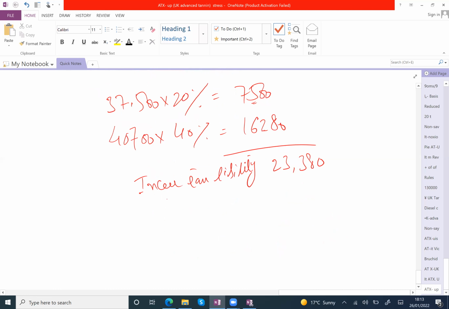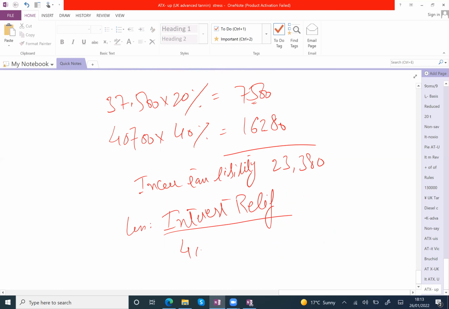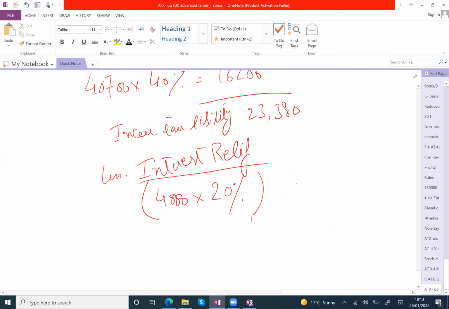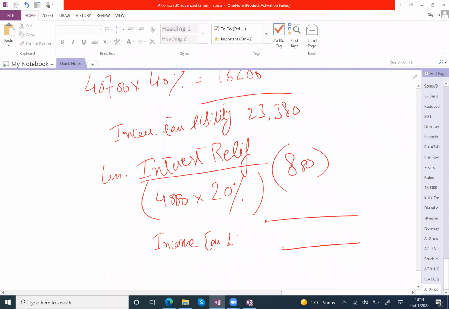Now from this income tax liability, you will deduct the interest relief. Interest relief: 4,000, 100% of the interest amount, into the basic band rate of 20%. So 800 you can deduct as a relief. So what is your remaining income tax liability?